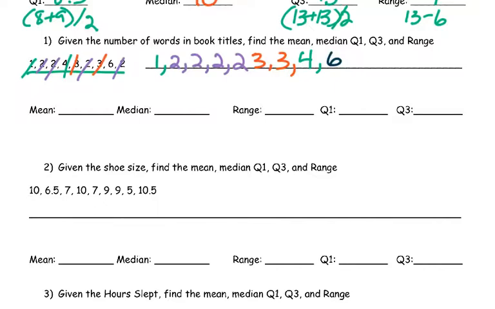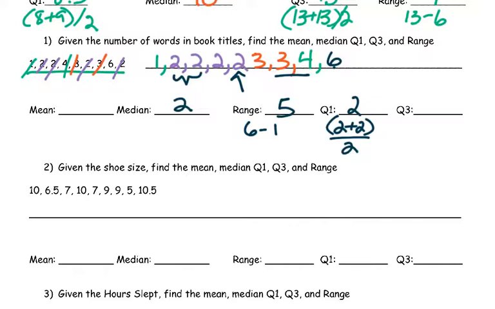The median, that's going to be the one in the middle. The range, the highest minus the lowest. Quartile 1, add those two numbers and divide by 2. Quartile 3, add your two numbers, divide by 2.